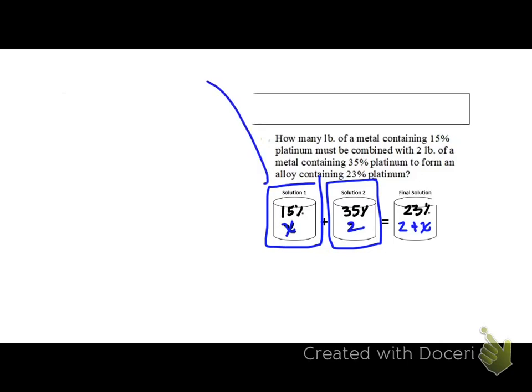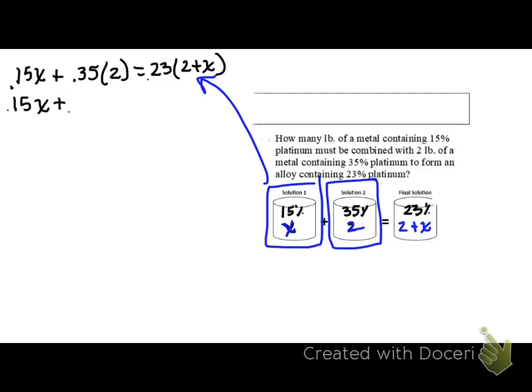I'm going to move this problem up over here so you guys can follow along. If you haven't already done it, we're going to look at 0.15x plus 0.35 at 2 is equal to 0.23 times 2 plus x. So 0.15x plus 0.70 equals 0.46 plus 0.23x.